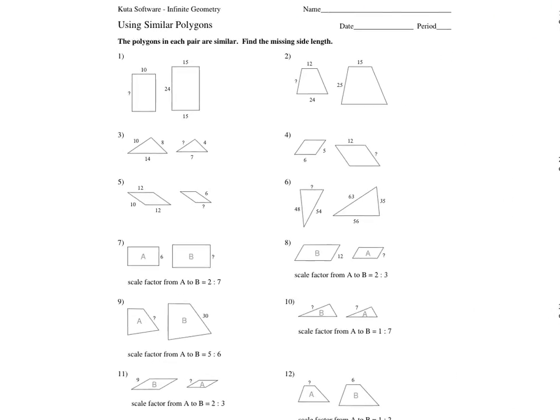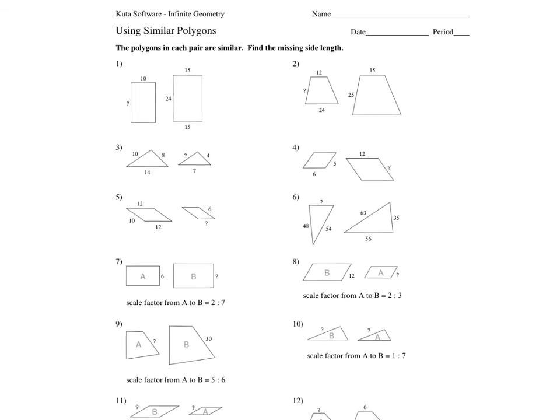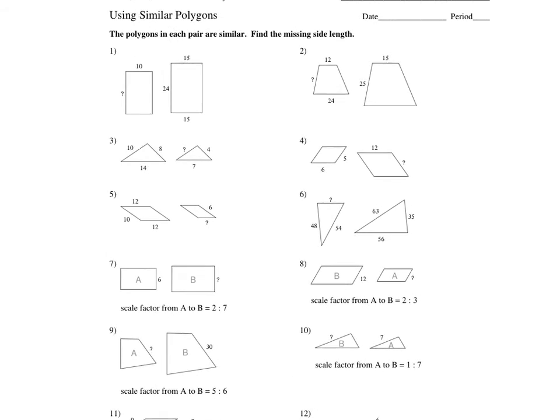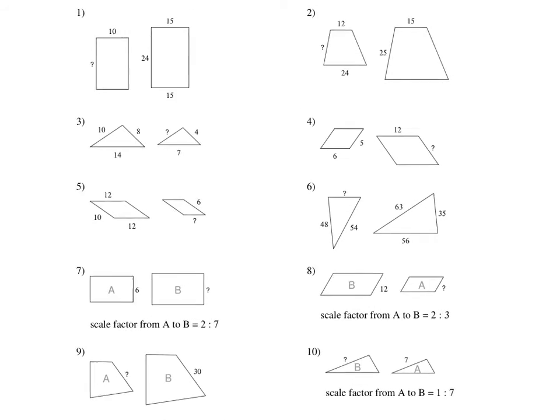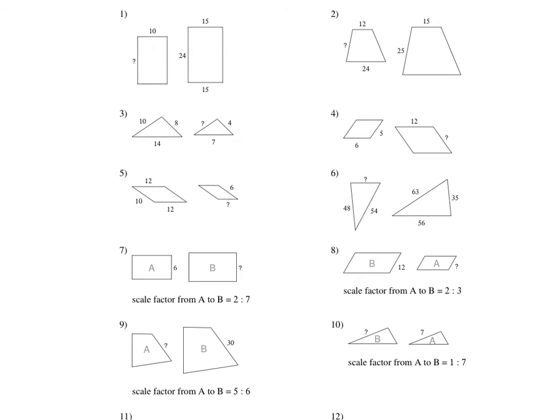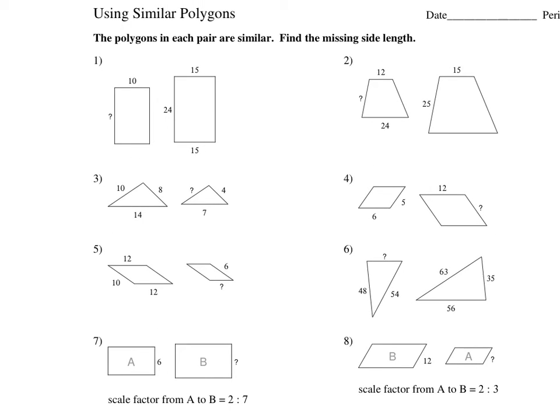All right, now this one, using similar polygons. We've done a bunch of these already, but some of them have scale factors that we need to look at. All right, let's just look at this one really quick. There's no x, but there's a question mark right there. So we have to make sure we're using where the question mark is. So we're going to use this, and then we need to use two other numbers that are available.